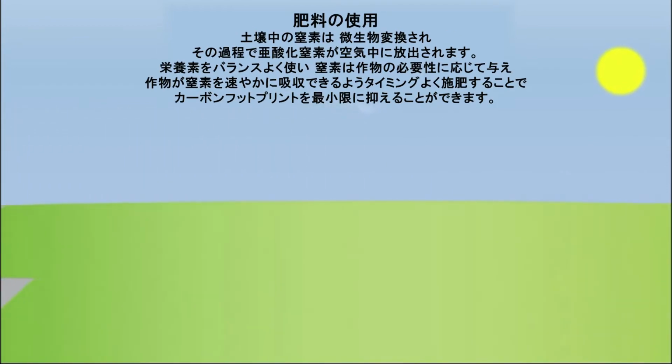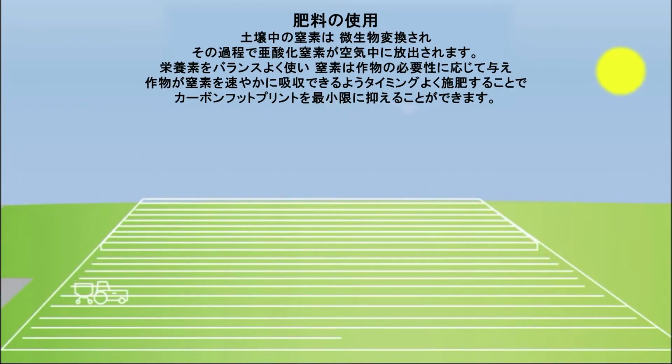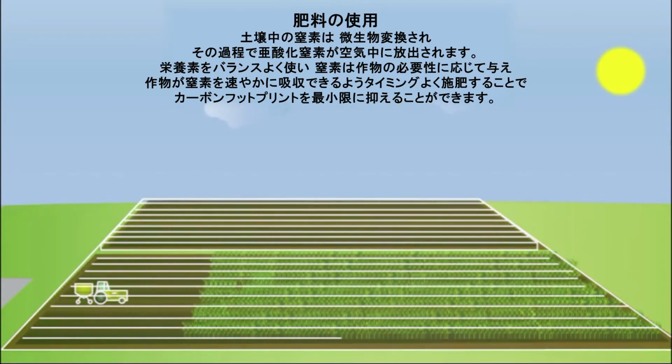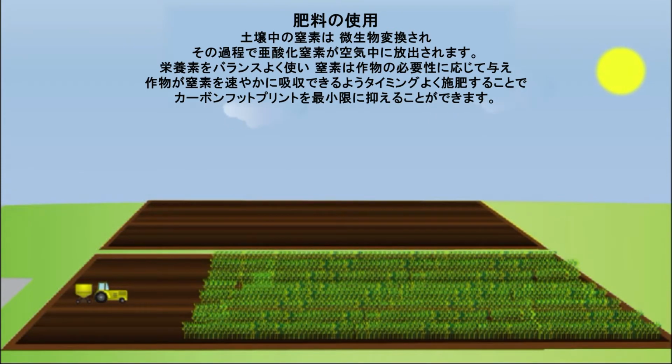Nitrogen in the soil is subject to natural microbial conversion. During this process, nitrous oxide can be lost to the air. Carbon footprint is minimized by using balanced nutrition, tailoring nitrogen application according to actual crop needs, and just-in-time application to ensure rapid nitrogen uptake by the crop.